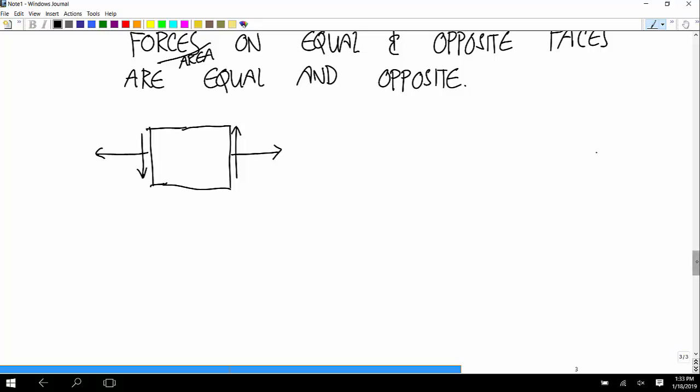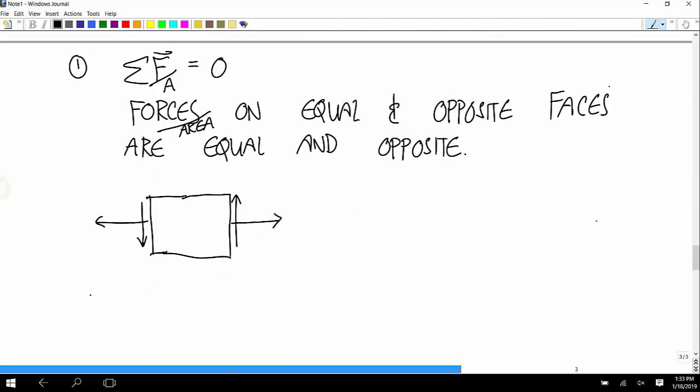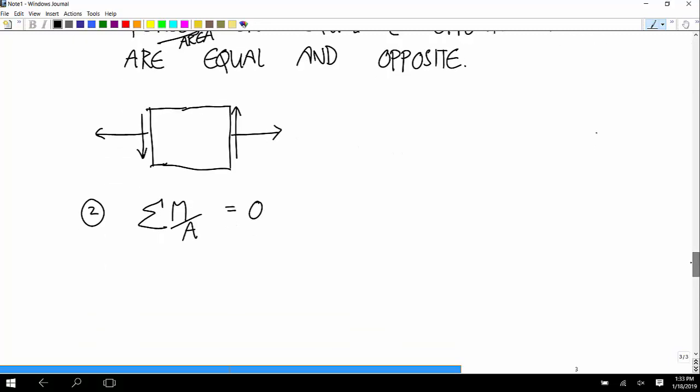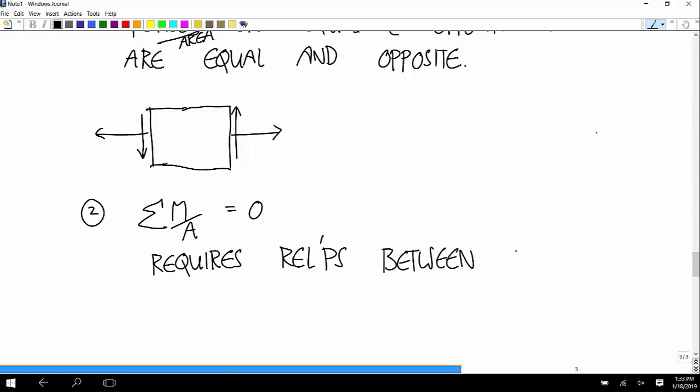Okay, and then the moment equilibrium. So sum of the moments per area is equal to 0. Requires that their relationships between the loads parallel to the surfaces.